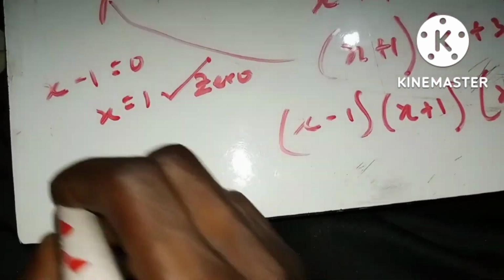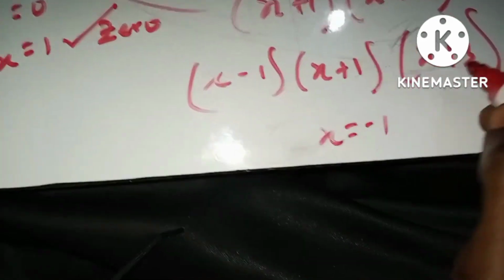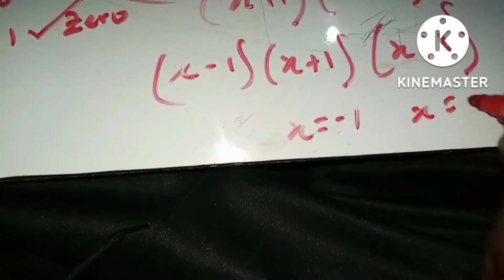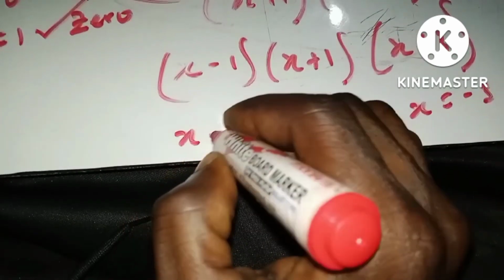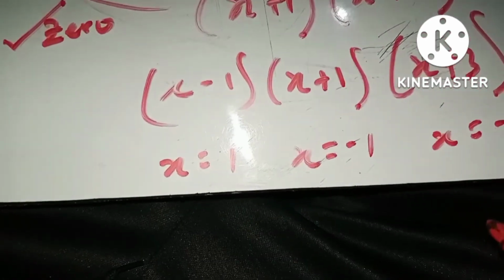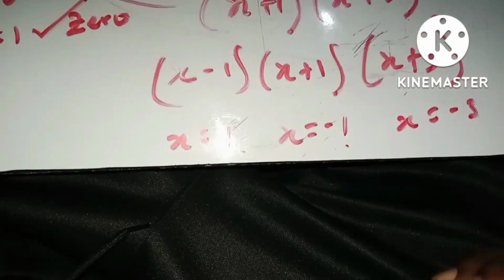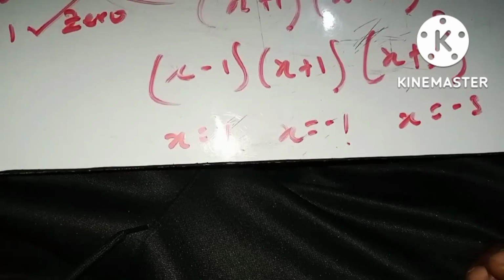So what about the second one? From here we are going to have x equal to negative 1, and then here we should have x equal to negative 3, and then here is x equal to 1. So the zeros of this polynomial are 1, negative 1, and negative 3. Is that okay? So these are the zeros of the polynomial.